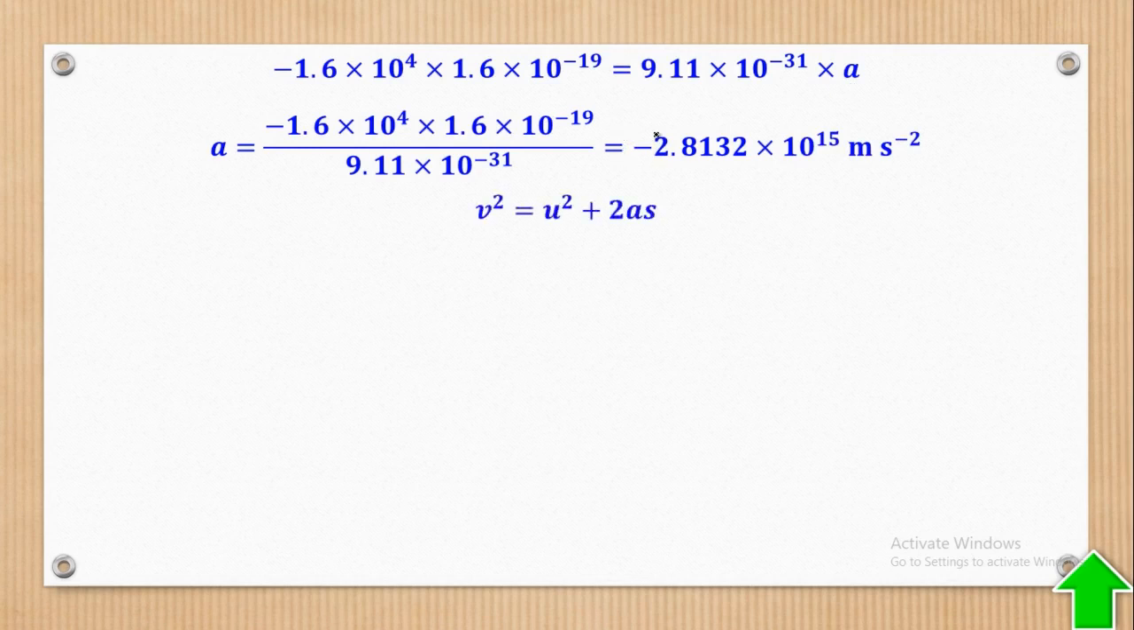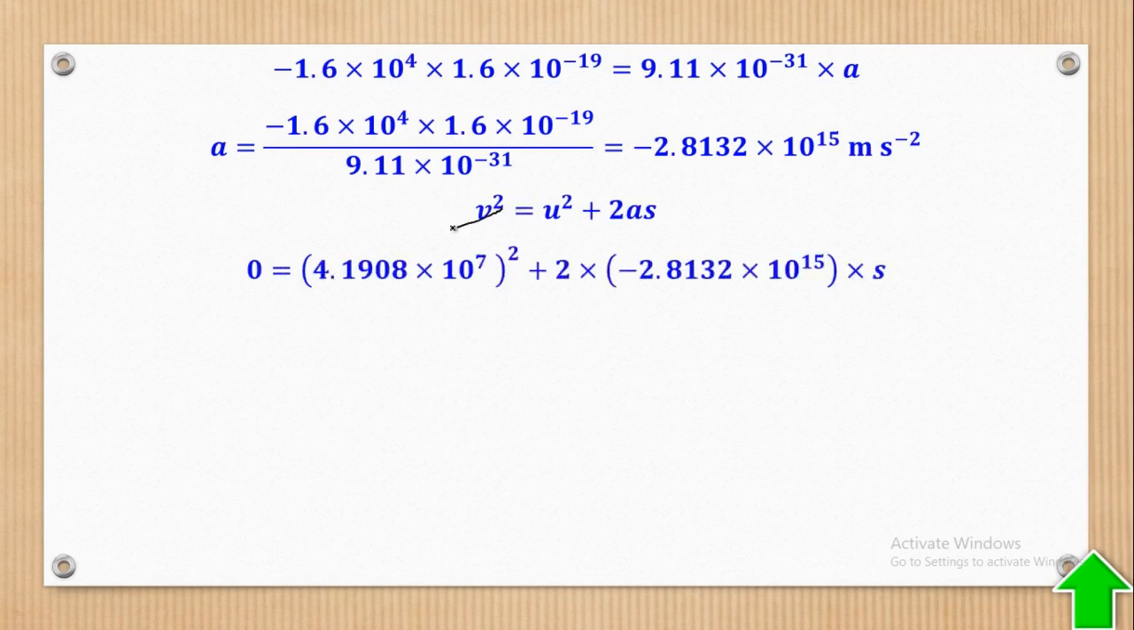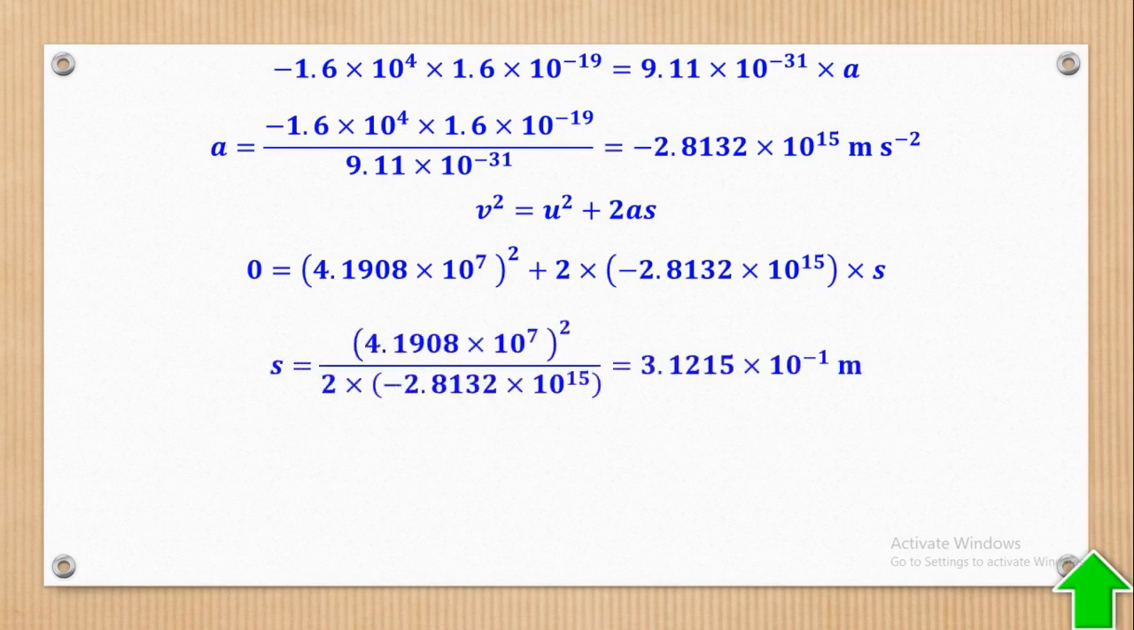Now using the equation of motion, I can come and substitute final velocity is 0. Initial we got it as this. Acceleration we have got it as that. s is what we want. So when I make s the subject, s will be equal to 3.1215 exponent negative 1 meter. So that is how marks would be awarded.